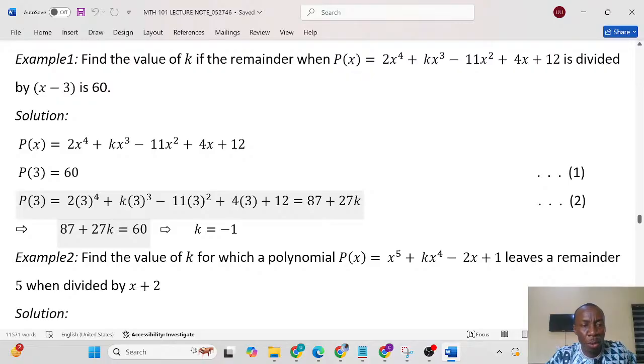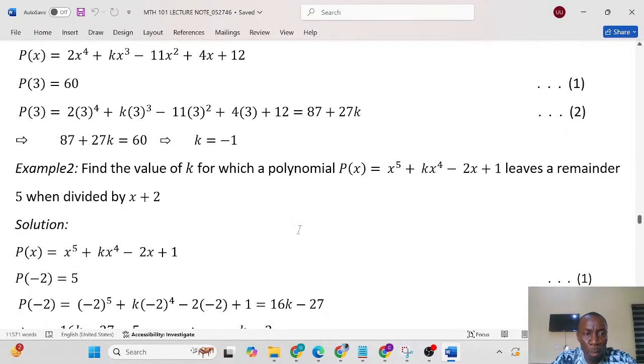If you collect like terms, you have 27k equals minus 27. So if you divide both sides by 27, you have your k to be equal to what? Minus 1. It means that the polynomial given above, when we substitute the value of k, will give us 2x raised to power 4 minus x raised to power 3 minus 11x squared plus 4x plus 12. In case you are asked to find a polynomial, because in some cases you might be asked to even go further to find the zeros or to factorize the polynomial.